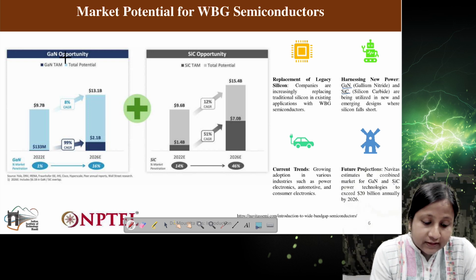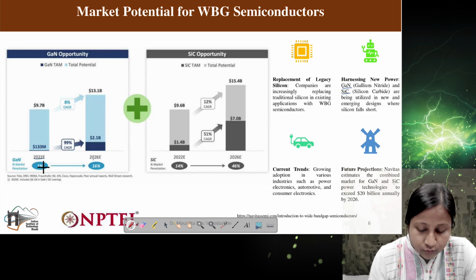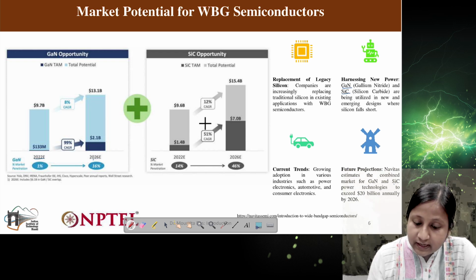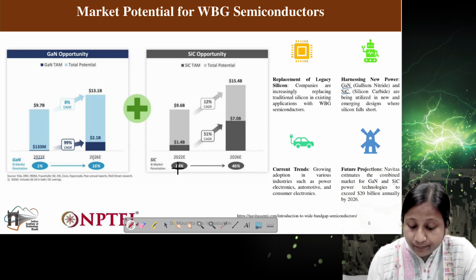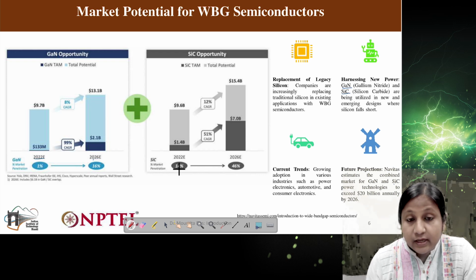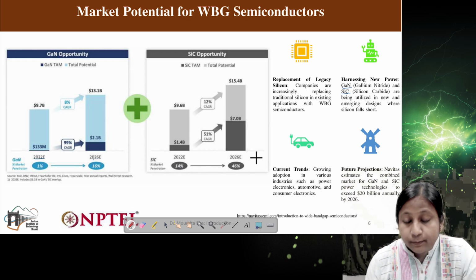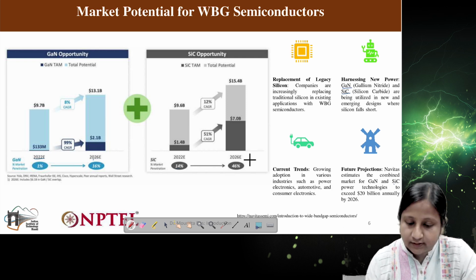So it is shown here with respect to GaN opportunity, right now in 2022 what is the condition, and in 2026 what will be the situation. So the GaN market will increase from 1% to 16%. And on the right one for silicon carbide, you can see here, right now the usage of these devices for different applications is around 14%, and it is expected to increase to 46% by 2026.